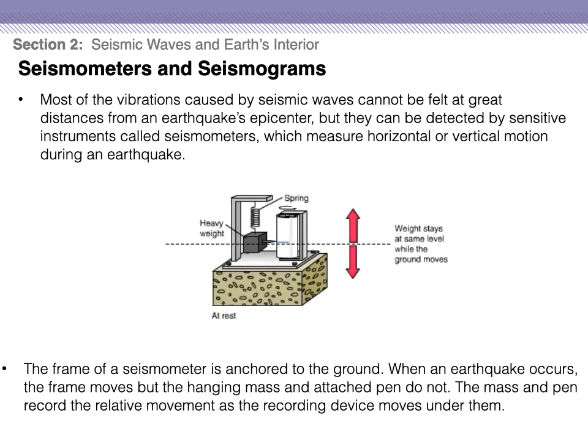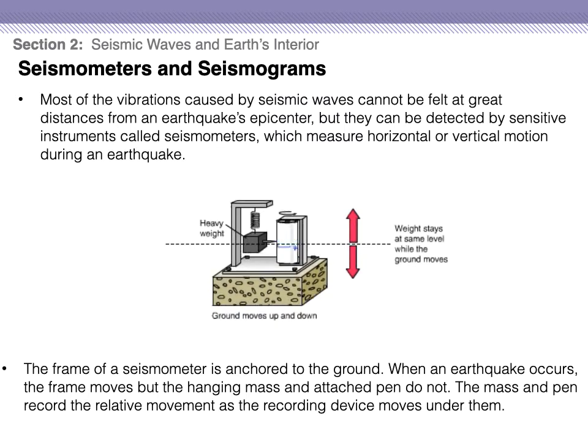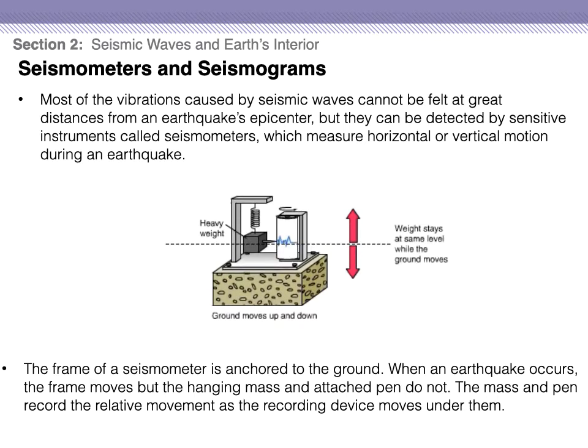Most of the vibrations caused by seismic waves cannot be felt at great distances from an earthquake's epicenter, but they can be detected by sensitive instruments called seismometers, which measure the horizontal or vertical motion during an earthquake. The frame of a seismometer is anchored to the ground. When an earthquake occurs, the frame moves, but the hanging mass and attached pen do not. The mass and the pen record the relative movement as the recording devices move under them.